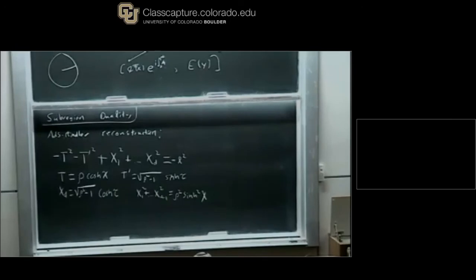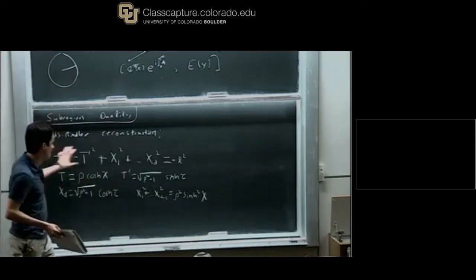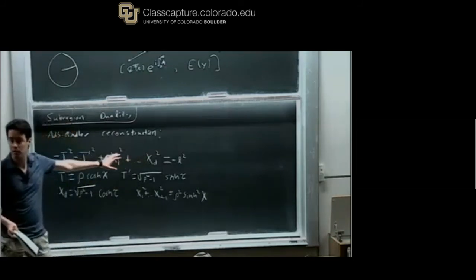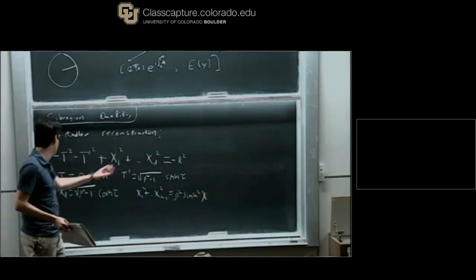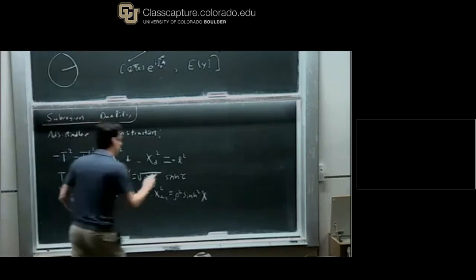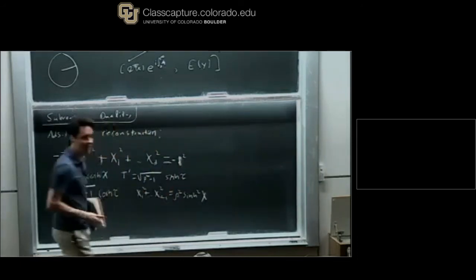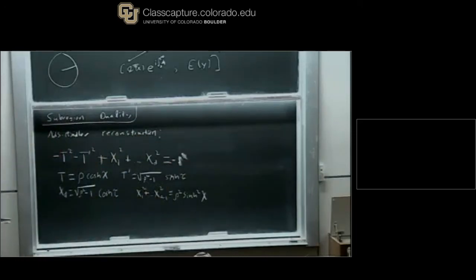Okay, so this might look a little bit arbitrary. You can check that if I substitute this in here, I've indeed parameterized this surface, right? So if I take T squared plus T prime squared minus these things, then everything conspires. And I've set L to 1. You can check that I get something which indeed adds up to minus 1.